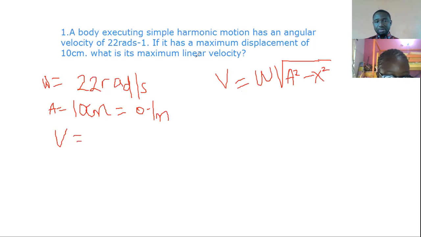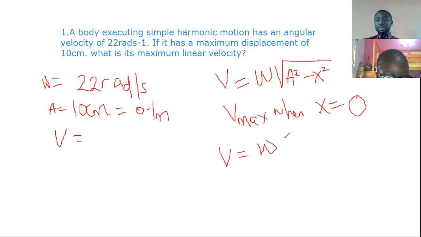When is velocity maximum? Remember, I did mention earlier today that velocity is maximum when X... Velocity is maximum when X, that means we have Vmax. Vmax occurs when X is equal to 0, isn't it? Now, if X is equal to 0, that means we have V equals angular velocity, the square root of A squared minus 0.